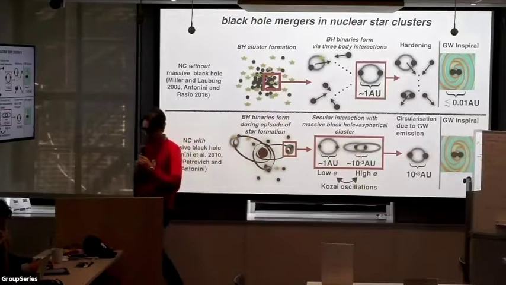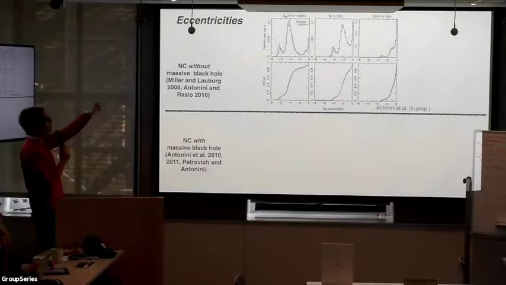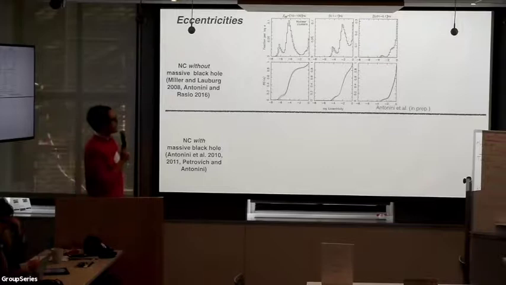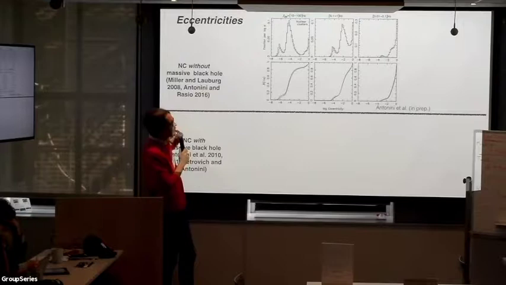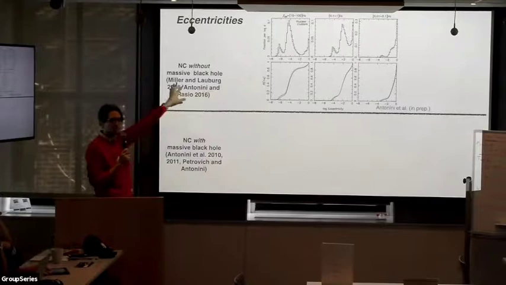So what are the predictions for the properties of binary black hole mergers formed through these two types of channels? One way to distinguish between binary black holes formed through different channels could be looking at their eccentricities. This plot shows our predictions for the first channel. You have the eccentricity distribution here and the cumulative eccentricity distribution for binary black hole mergers formed in nuclear clusters without a massive black hole.